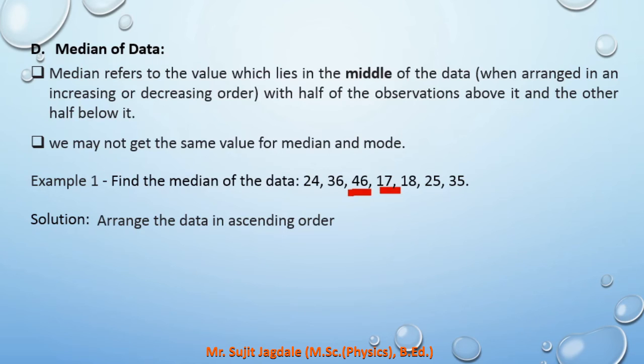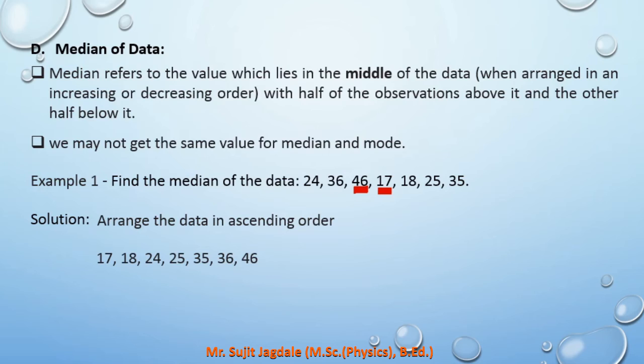And if we are considering descending order, then highest to lowest. So here we are considering ascending order. So we will start with 17 up to 46. So what is the last value? 46. So how are we arranging that in ascending order? 17, 18, 24, 25, 35, 36 and 46.